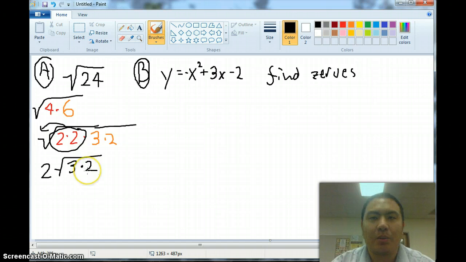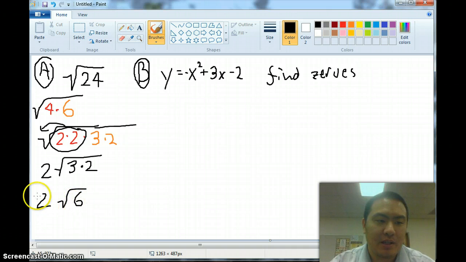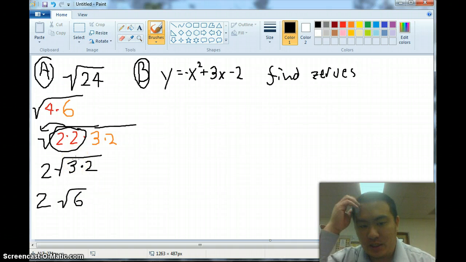But there's no pairs now. Now you have like a left shoe of 3 and a right shoe of 2. But you can't wear a size 3 shoe and a size 2 shoe together, right? They're different shoes, so you can't take anything else out. So now you're just left with 2 square root of 6. And that's how you simplify radicals, in other words, simplifying your square roots. So there's A, and I did it for you guys.